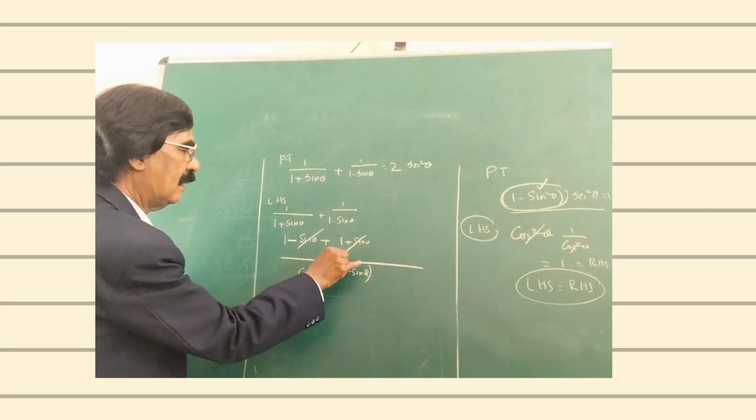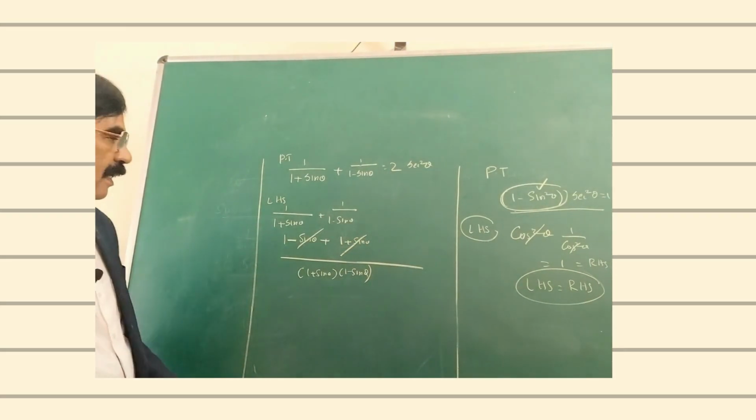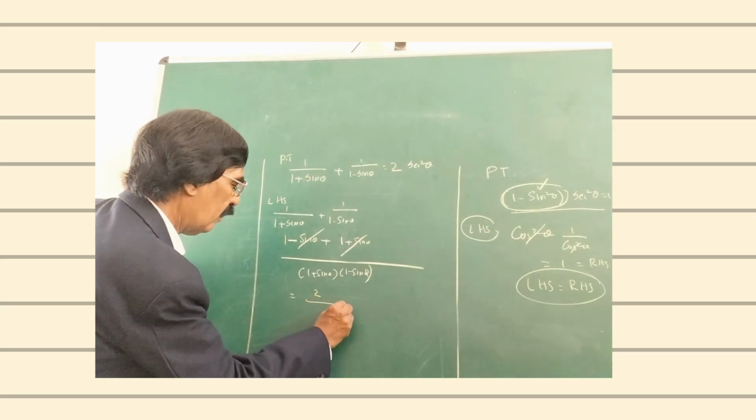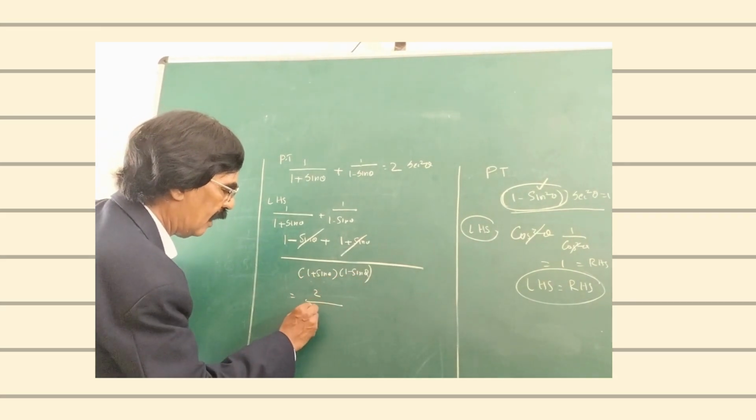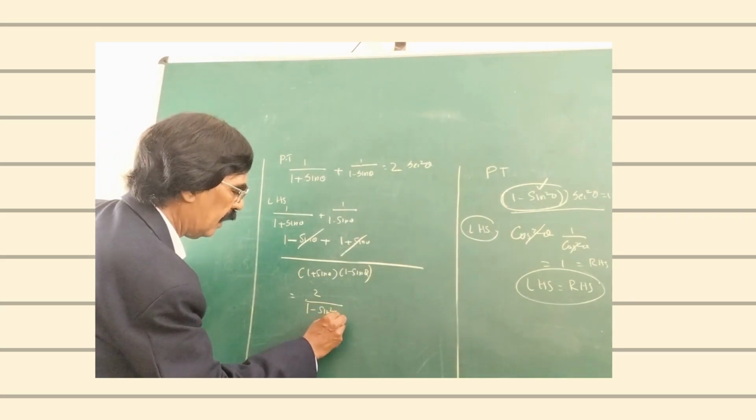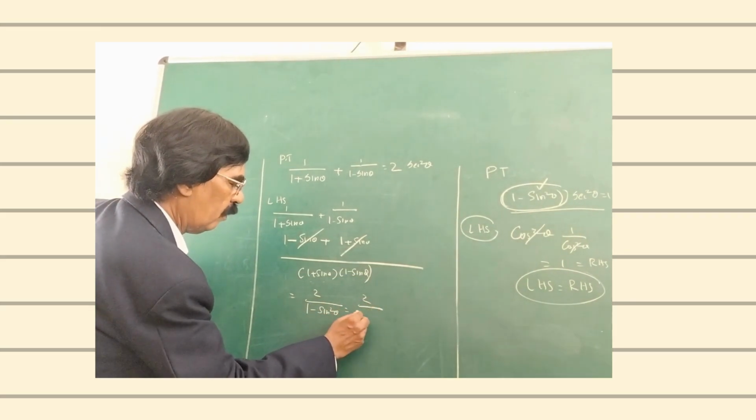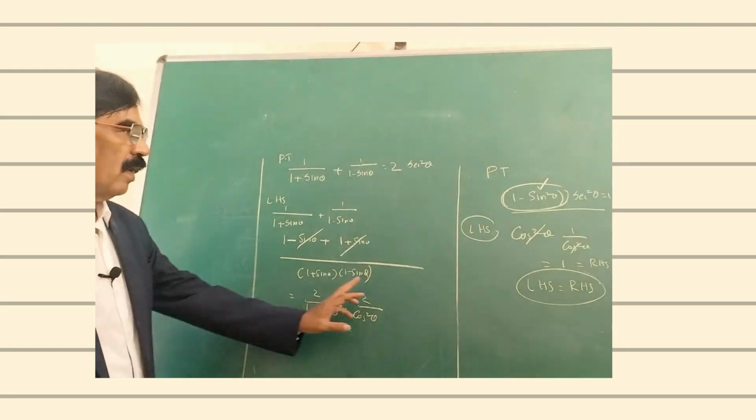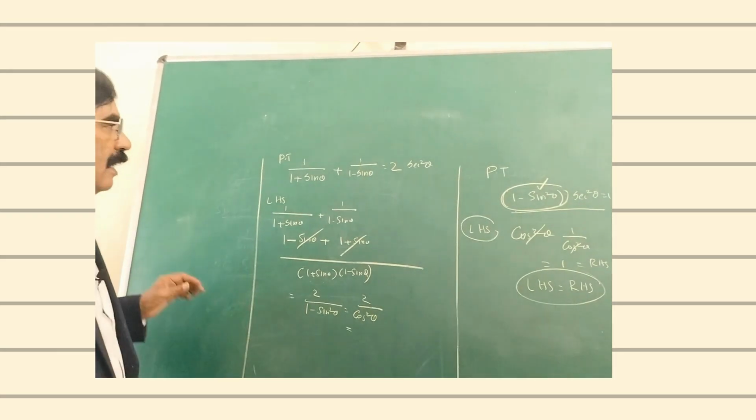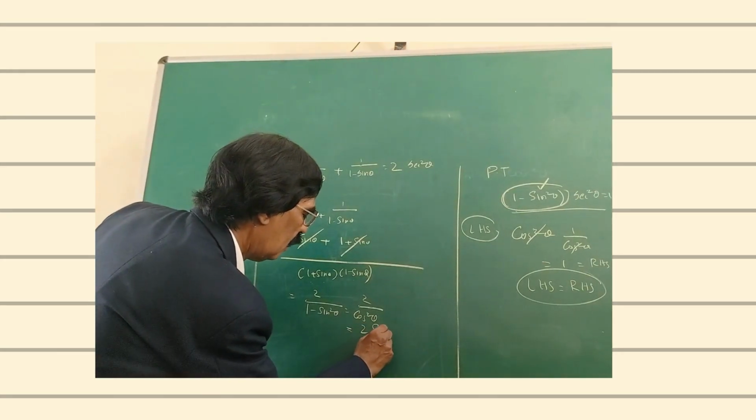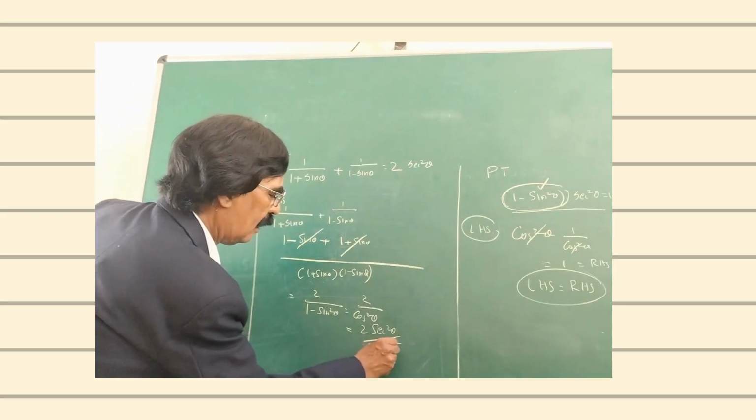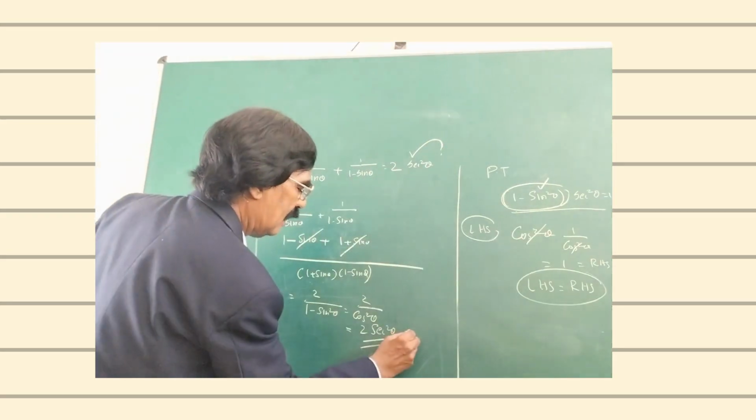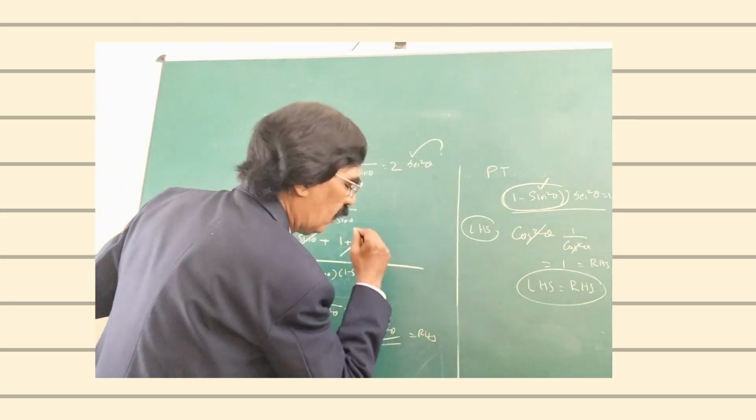Plus and minus. Plus sin theta minus sin theta got cancelled. 2 divided by, this is a plus b, a minus b, a square minus b square. 2 by 1 minus sin square theta, which is cos square theta. What is 1 by cos square theta? Secant square theta. So this is 2 secant square theta, the right hand side. So this is how you can prove.